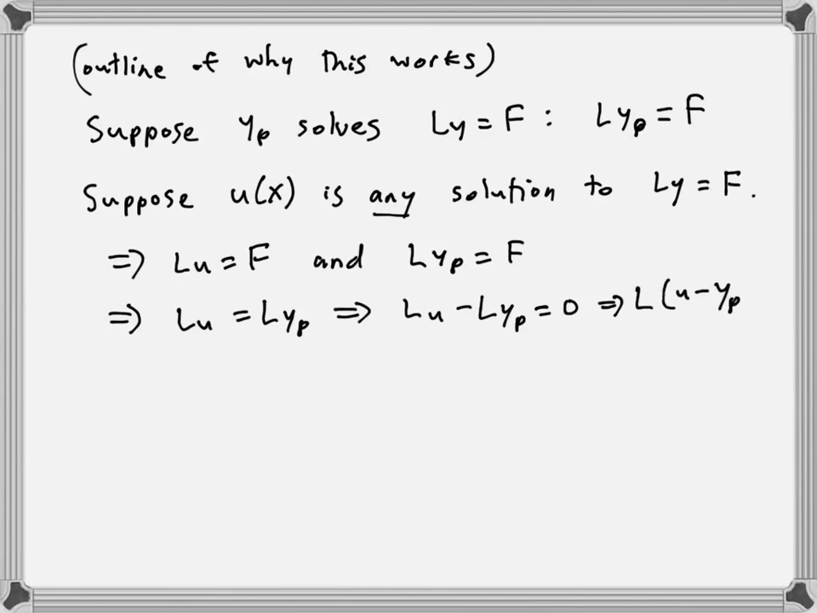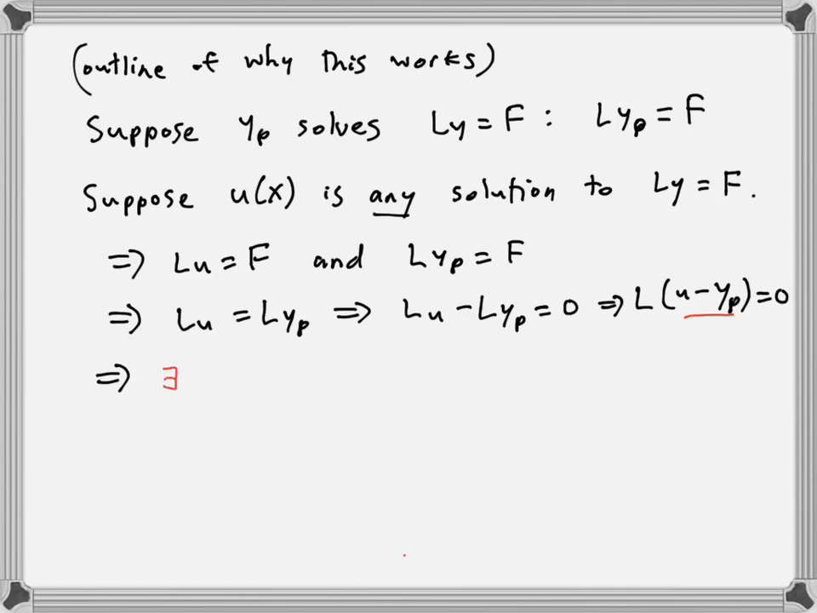U minus YP is equal to 0. But wait a minute, now that means that this guy inside of here solves the homogeneous, doesn't it? Because L applied to it is equal to 0.